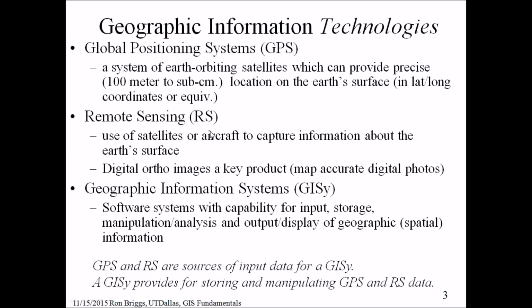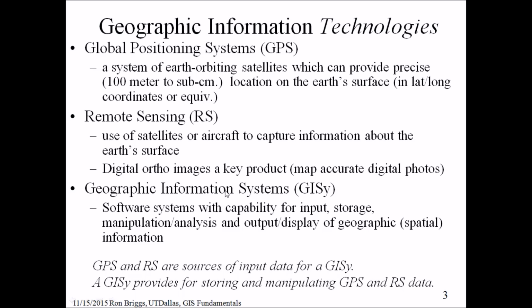And remote sensing, this is using satellite or aircraft, we call it aerial photography, to capture information about the Earth's surface, because the higher you go, the more area you cover. And digital ortho images is also a key product, which is more accurate digital photos.